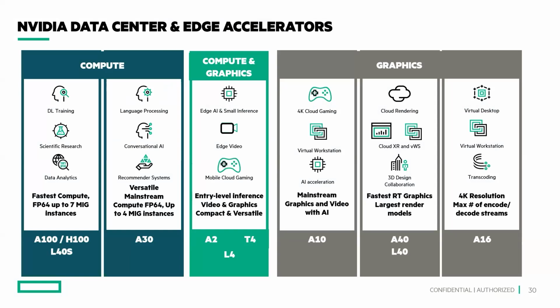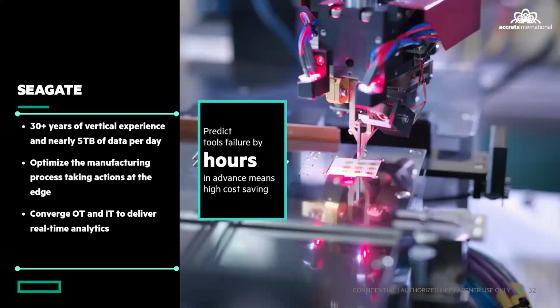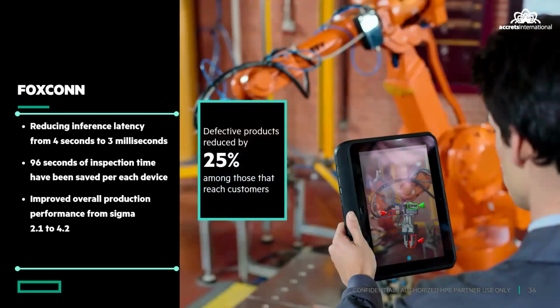Next, I want to share with you one or two use cases we have. The first one is Seagate. You know that Seagate actually manufactures hard disks, right? So what they want to do is predict the tool failure by hours, because in manufacturing, they don't want one or two of the machines to break down at the end of the day and then suffer the loss on the whole production line. So they want to have this thing called prediction of tool failure.